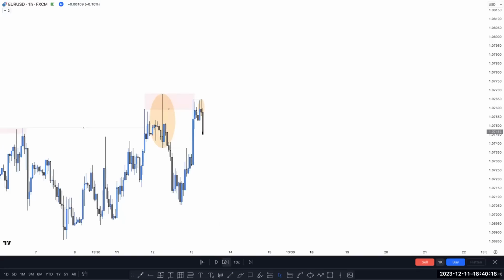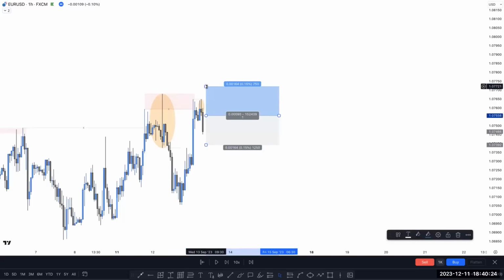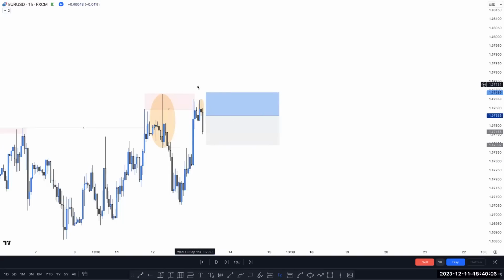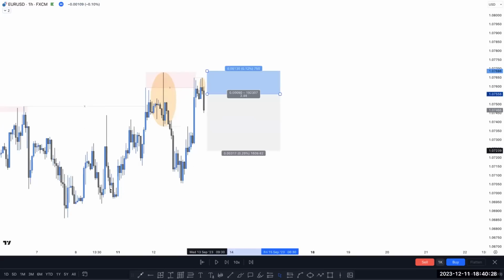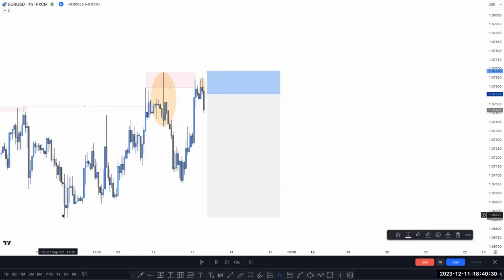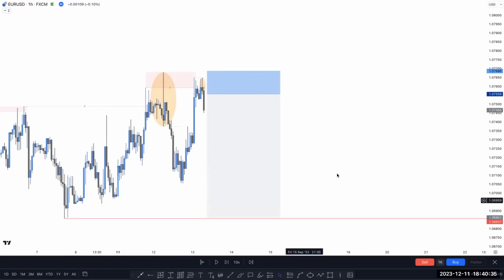So let's see. Oh, perfect. Break this one. And next candle came back to this point. We can sell and put the stop loss just above it. And where is our target? Target will be at this point. This is our final target, and this is our direct entry based on a higher time frame.